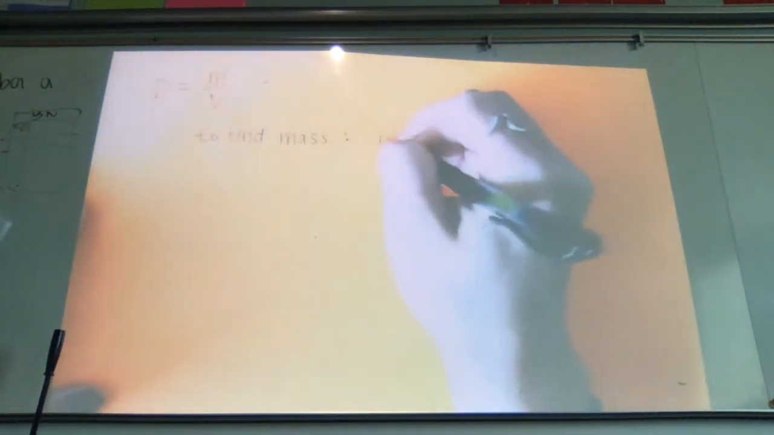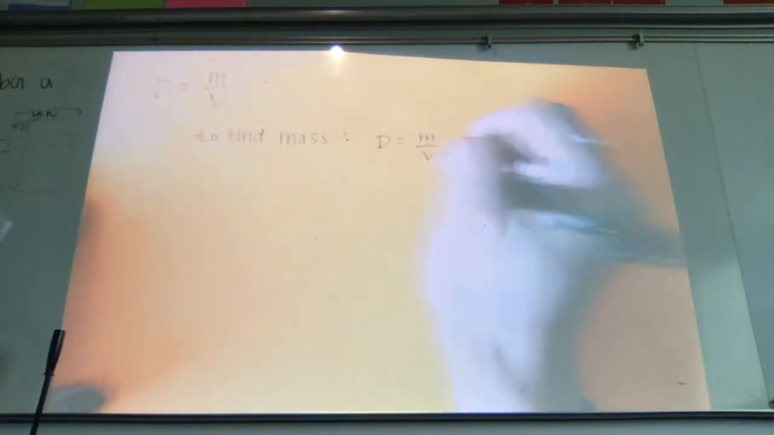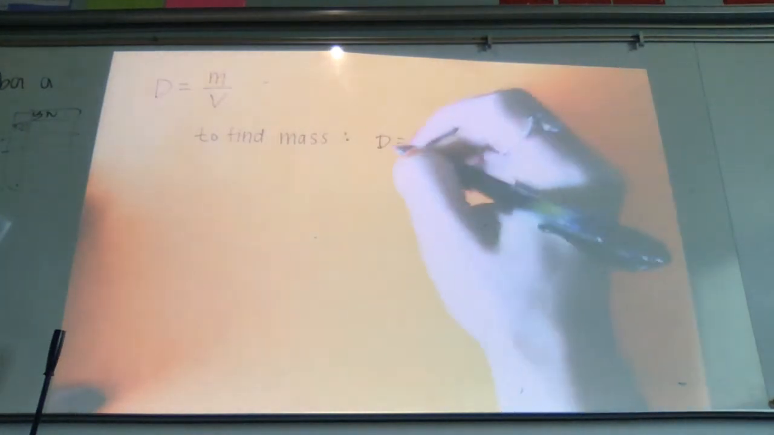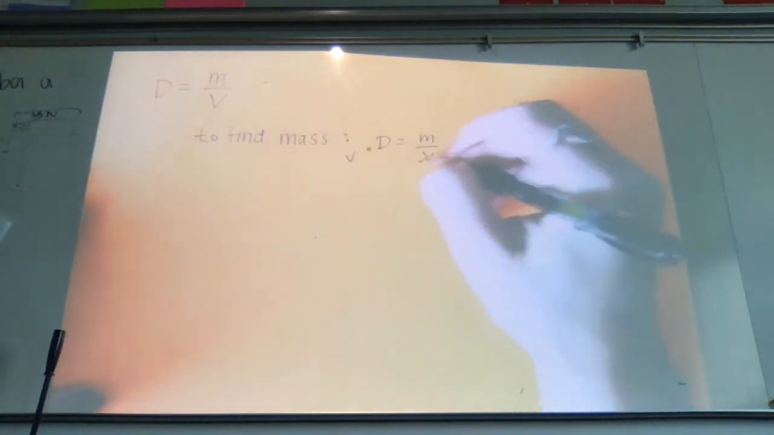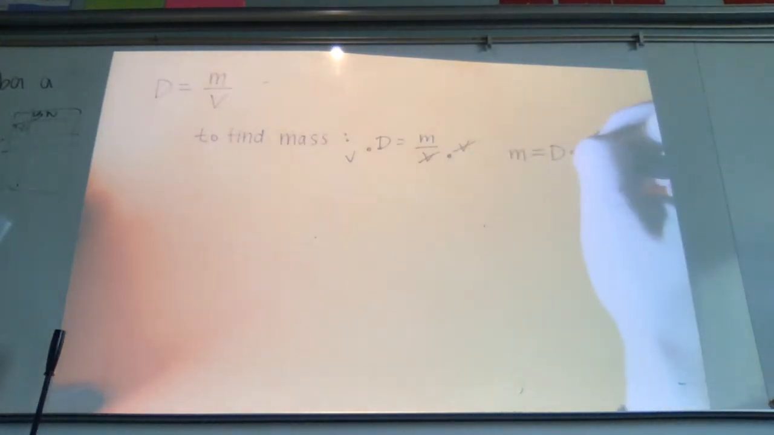So I told you that mass is the amount of matter in an object. And I told you that density is mass divided by volume. We can use the same formula to find mass. So to find mass, we can rearrange our formula of D equals M over V by multiplying by volume on both sides and getting our final as mass equals density times volume.